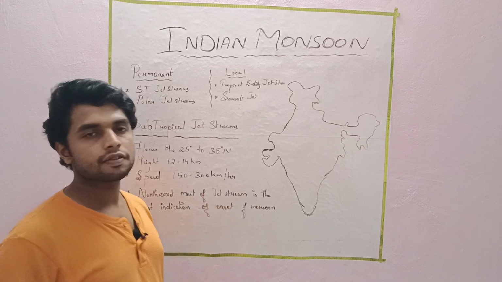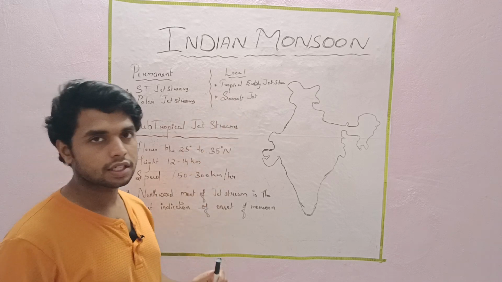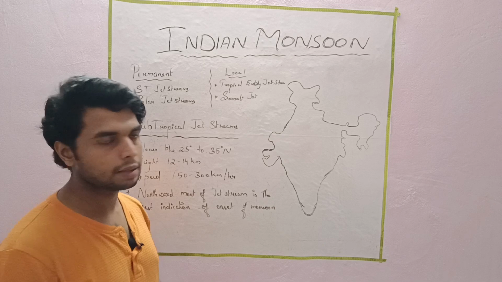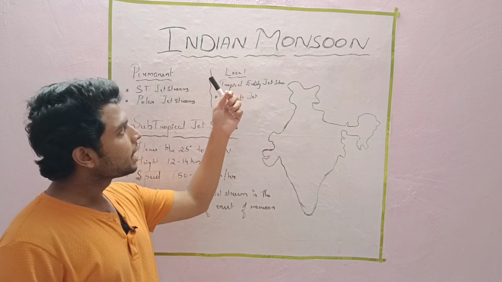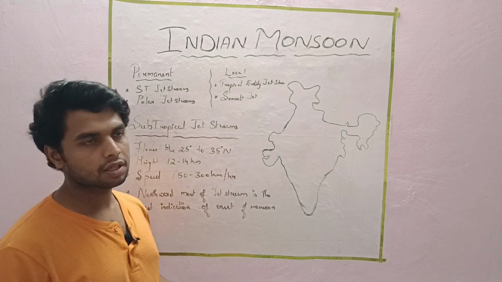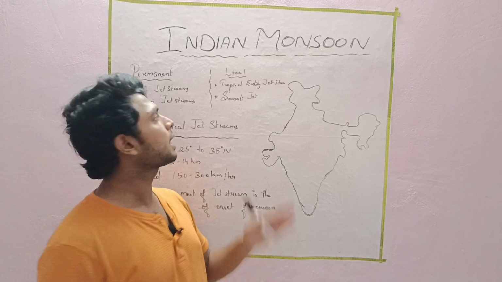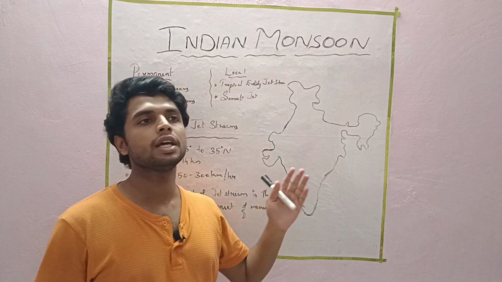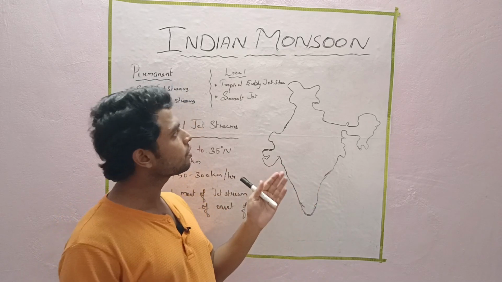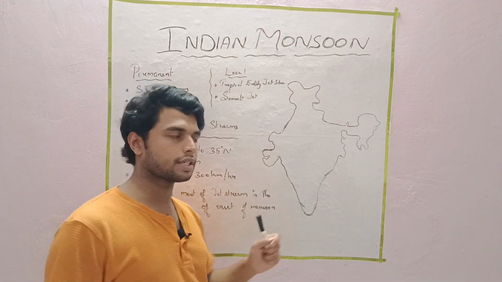So there are two kinds of jet streams, which are known as the permanent jet streams and the local jet streams. Permanent means subtropical jet streams and polar jet streams. Coming to the local, it will be tropical easterly jet streams and Somali jet streams. Permanent means it will be always there, but local means it will be available only for a short period of time. Okay, so such kinds of jet streams are known as local jet streams.